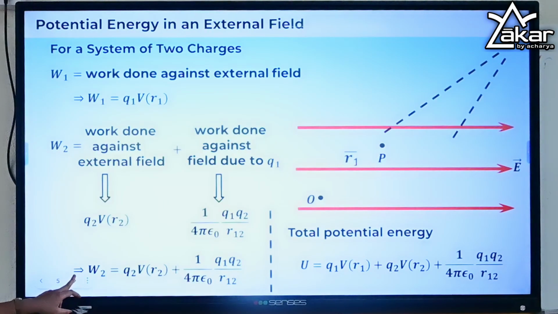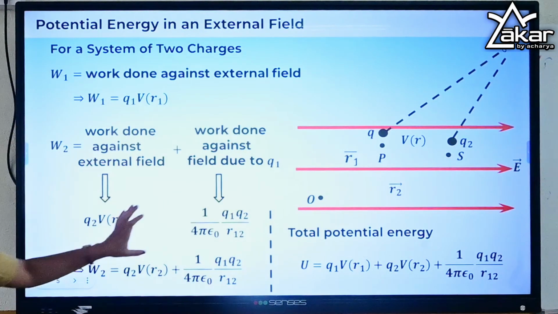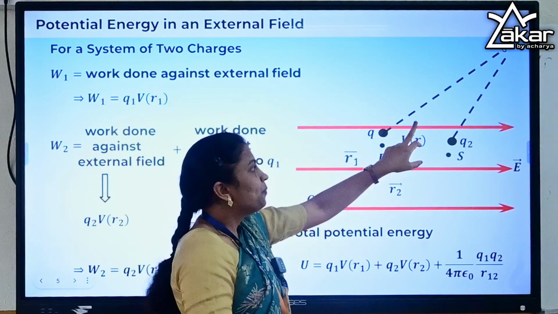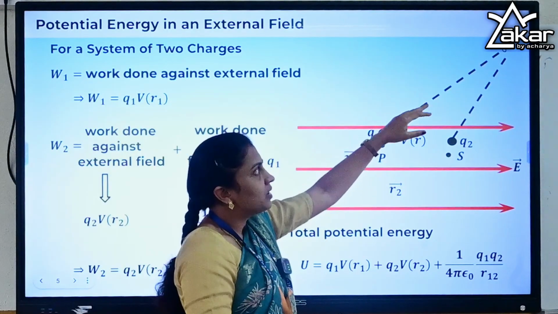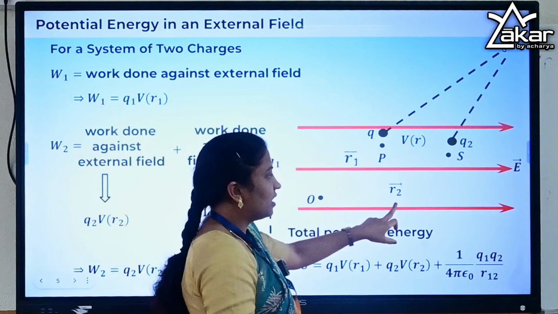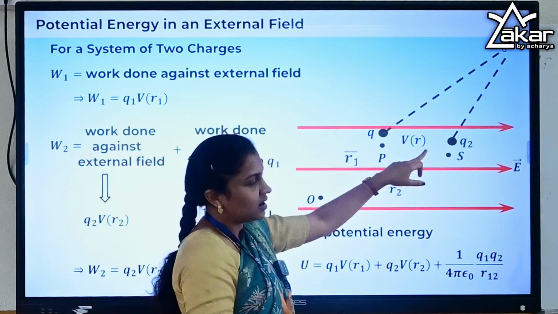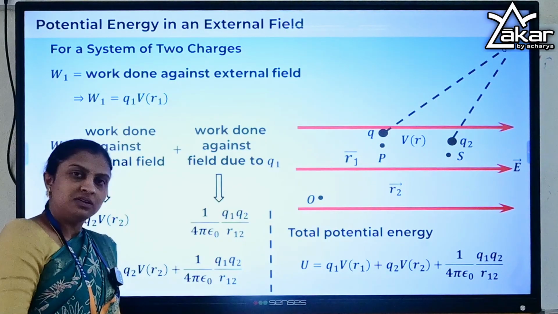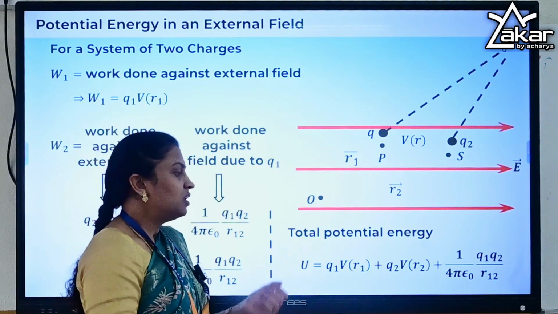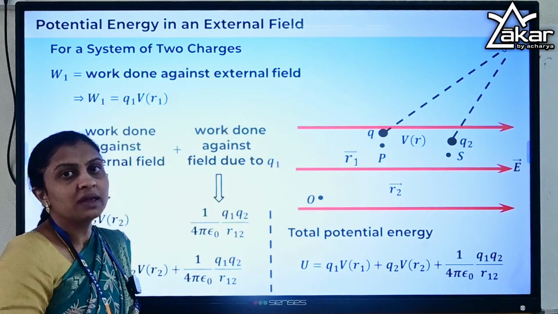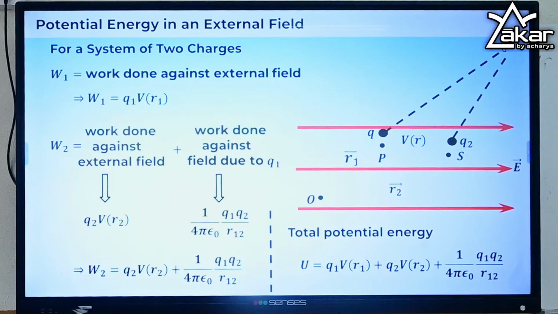Now you can see the diagram. Here is the uniform electric field, and we have taken two charges, charge 1 and charge 2, by applying the external field from infinity. The distance is R1 and the distance is R2, at points P and S, because it is a system of two charges. So we get the final formula of potential energy U is equal to Q1 V of R1 plus Q2 V of R2 plus 1 by 4 pi epsilon naught Q1 Q2 by R12. That is the final formula of potential energy of a system of two charges.